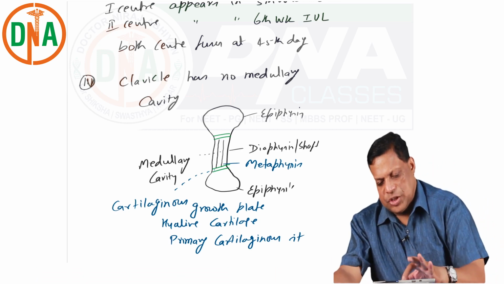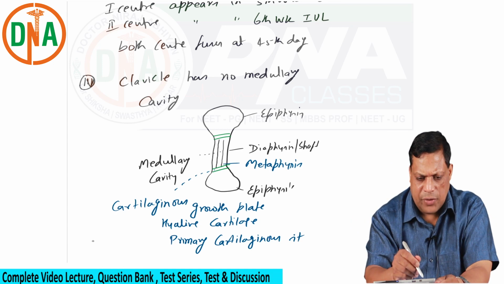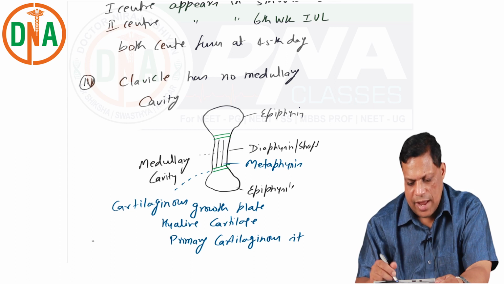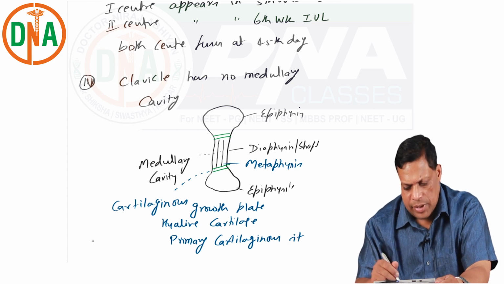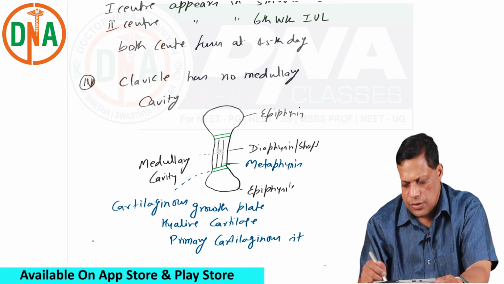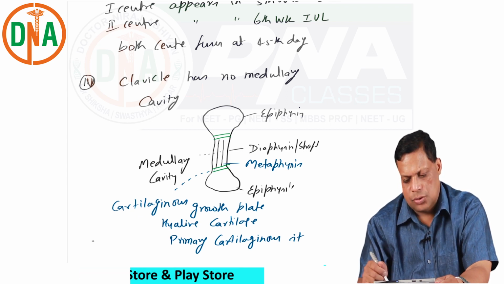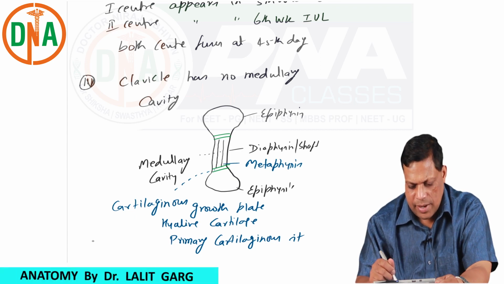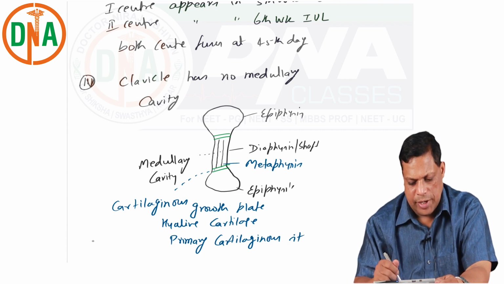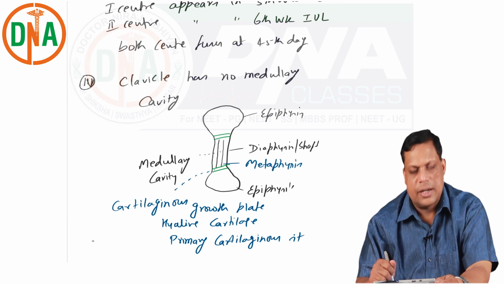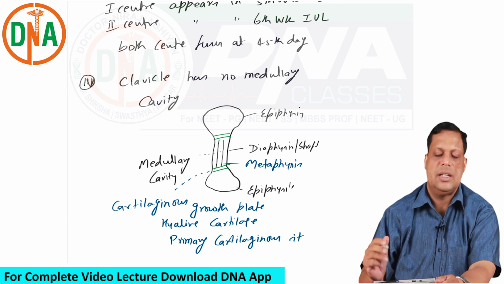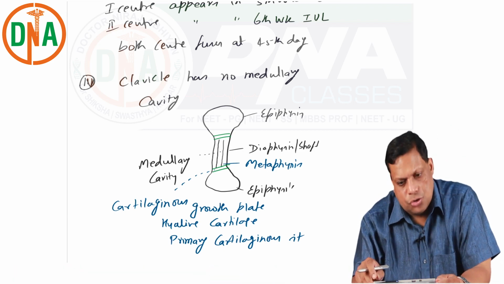So the point is, this is the picture of a typical long bone, and all long bones have epiphysis at both ends, and the middle part is the shaft of the long bone, which is known as the diaphysis. The end of the diaphysis is known as the metaphysis. So metaphysis and epiphysis are connected by a hyaline cartilage, which is known as the cartilaginous growth plate. And this is the joint, primary cartilaginous joint. It means what joint is present between the diaphysis and epiphysis? The answer is, it is a primary cartilaginous joint.